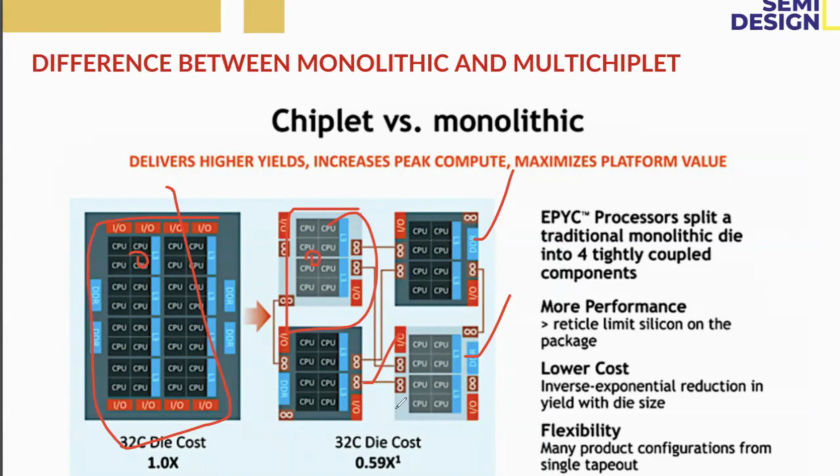So how can you calculate higher yield? It is the number of defects by total blocks. Here also, number of defects by total blocks. Okay, and these are somewhat the differences, and more performance and lower cost as we discussed, because there is no need to put all the things in the same die, and flexibility.